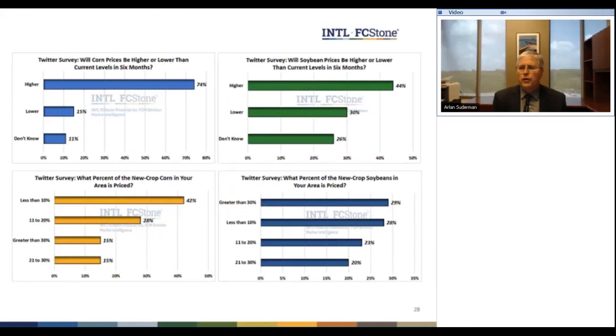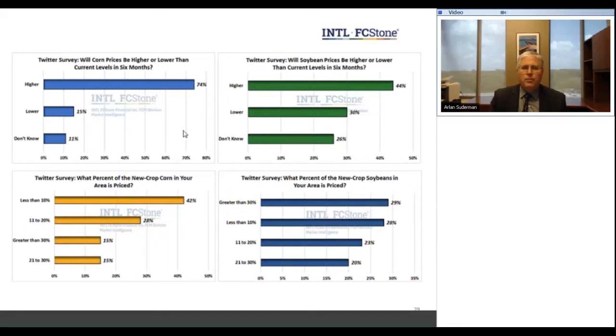I did want to show you the results of our latest survey and our Twitter survey. So this is social media. Upper left, will corn prices be higher or lower than the current levels in 6 months? And of course, these survey results were from prior to the USDA for the most part. 74% of those responding said they expect corn prices to be higher. And so that shows the bias going into this report that corn was underpriced, and I would dare say we'd probably get similar results if we were to ask that again after the report.